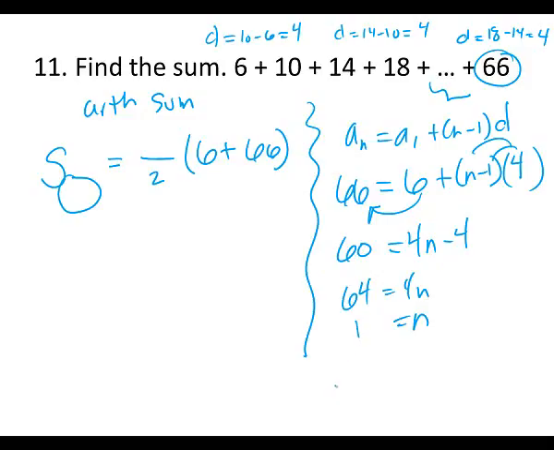And then n equals 16. You should know 4 times 16 is 64, because 16 is 4 squared, right? So you should know that one. All right, so this we know is 16. 2 into 16, 8 times. What is 66 plus 6? 72. Okay, and then 8 times 72 is what? 576. Good job.